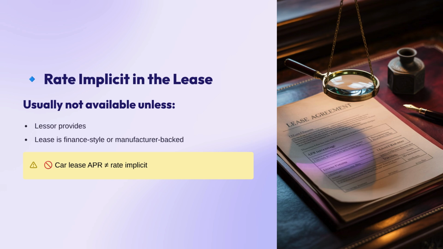Take, for example, an operating vehicle lease. The flat interest rate, or APR, shown on the rental agreement is not the rate implicit in the lease, and it would be incorrect to use it. In such cases, the lessee should apply the IBR or OBR, depending on the applicable standard.